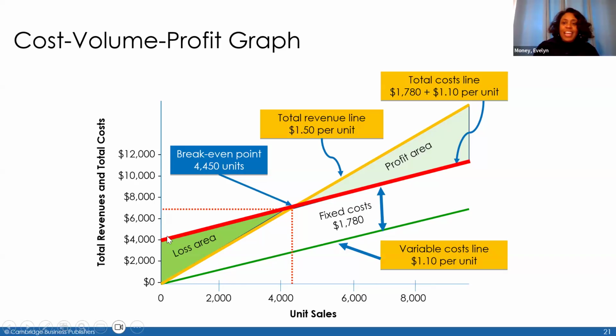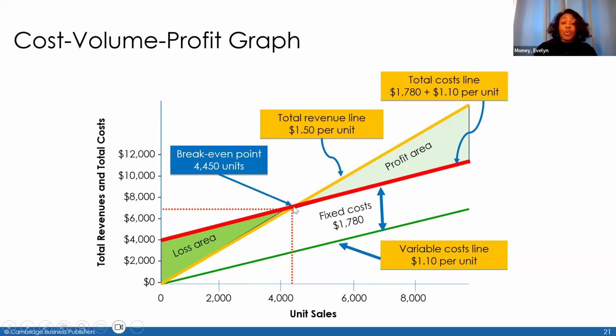Now, if you take a look at the total cost line and the revenue line, at some point they intersect. That point of intersection is the break-even point. And we calculated the break-even point to be 4,450 units. At this point, there is no profit, no loss because my revenue line is equal to my total cost line.